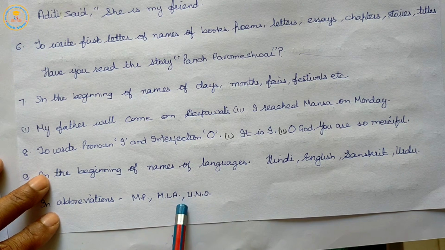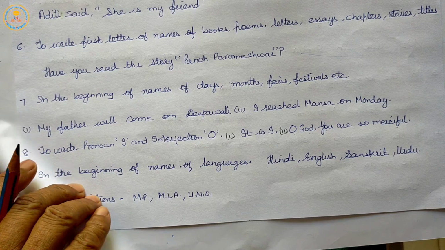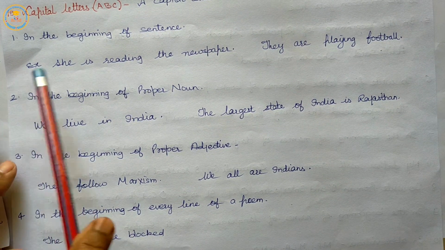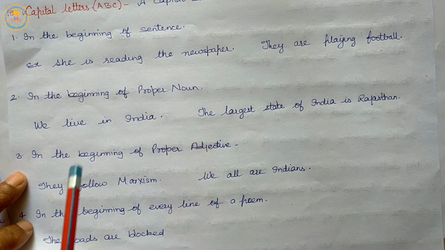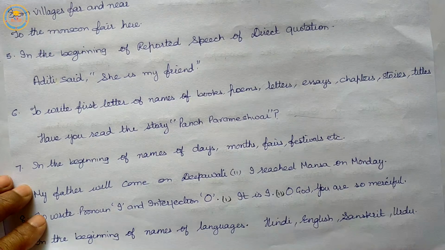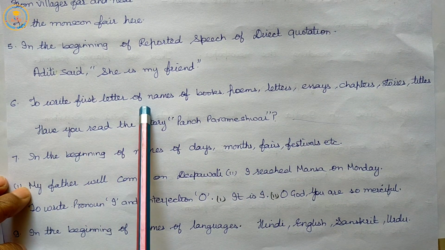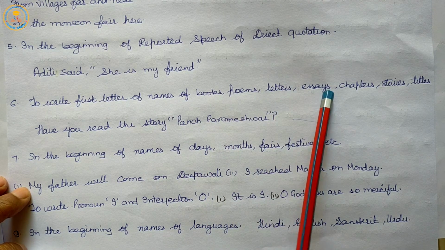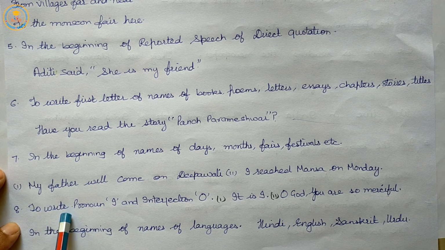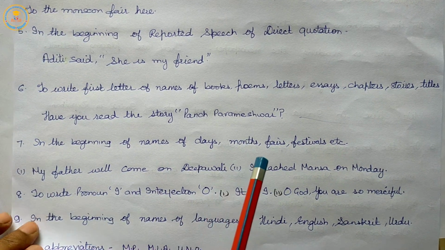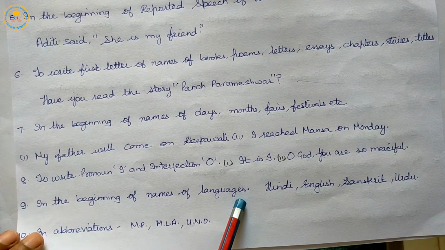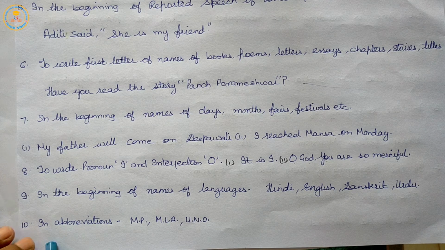United Nations Organization, UNO. So here are some rules, some steps to use capital letters: we use capital letters in the beginning of a sentence, a proper noun, a proper adjective, every line of a poem, reported speech or direct quotation, first letters of names of books, poems, letters, essays, chapters, stories, titles, names of days, months, fairs, festivals, to write the pronoun I and interjection O, in names of languages, and for abbreviations.